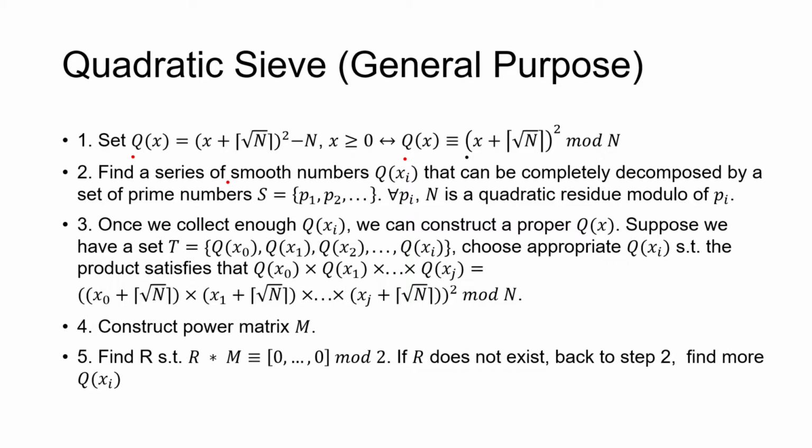Quadratic sieve made some improvements. First, we construct a quadratic polynomial Q(x). This equation can be written in another format. Now, the right side is a square number. We want Q(x) to also be a square number. Quadratic sieve uses smooth numbers to construct a square number, instead of checking one by one. Once we collect enough smooth numbers, quadratic sieve starts constructing a square number. Essentially, this is a process of solving a linear equation.